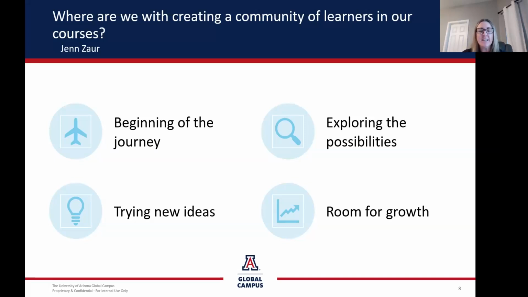And have the chance to connect in some smaller groups around this topic and conversation, and then come back together to share so that we can hopefully walk away with a feeling, a little pulse on where we think we are with creating a community of learners and where we can go from here.